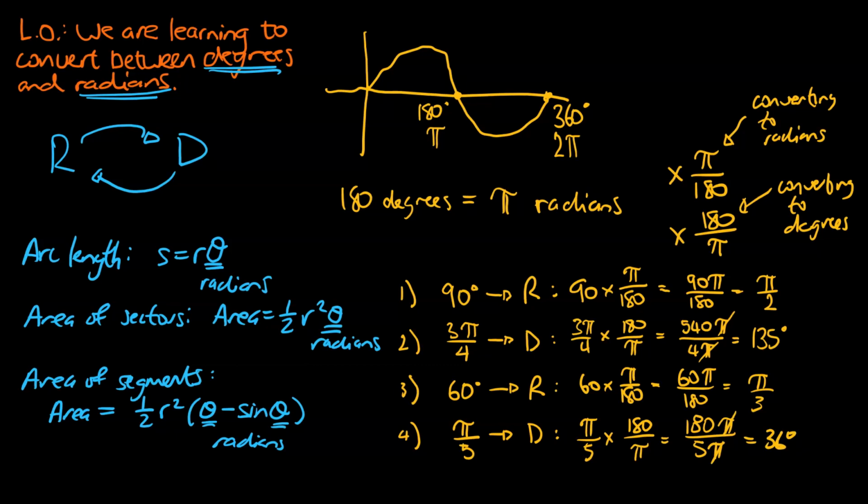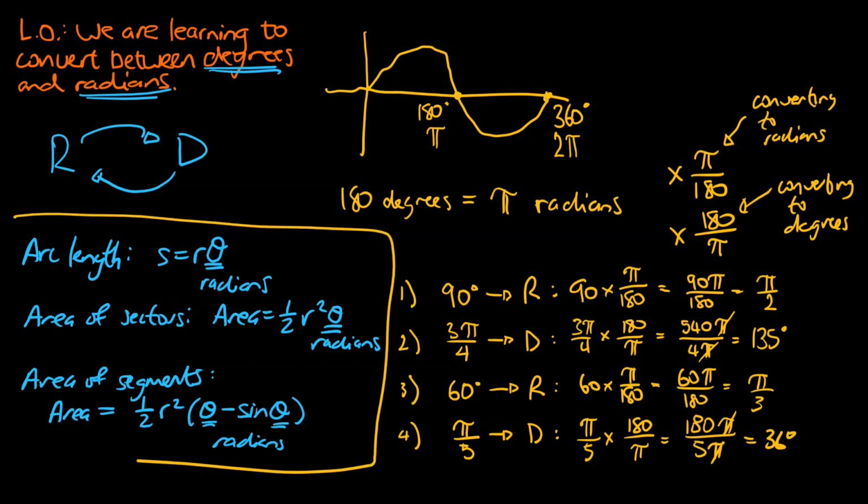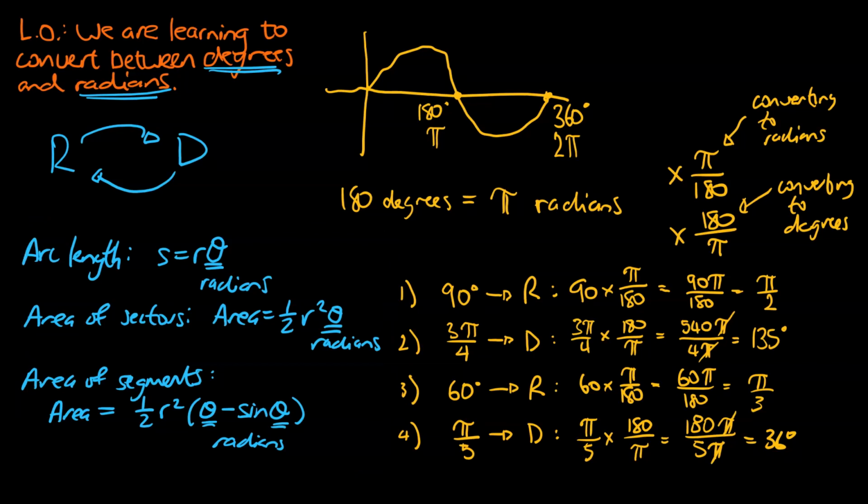So hopefully you found this video on converting between radians and degrees useful. Just a reminder, there are some formulas that we'll be learning in the next couple lessons that only apply when we're dealing with radians. So if we've been given degrees, we must know how to convert that back to radians. And hopefully you've understood that when we're converting to radians, we have the pi on top. And when we're converting to degrees, we have the 180 on top.